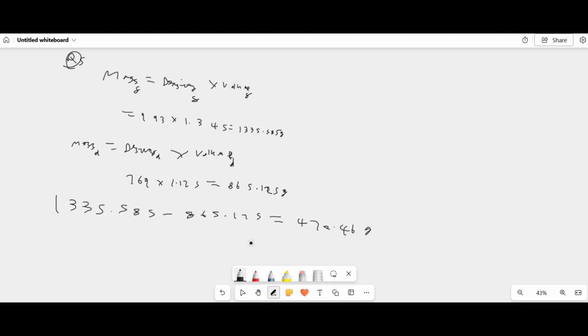Yeah, so it's asking you for the percentage of water, yeah. So obviously divide that by the total mass now. So do 470.46 divided by the mass of the fresh, because that's over which one had water, yeah. So 1335.585 times 100, yeah. That's going to get you the percentage water. So that's 35.23%.